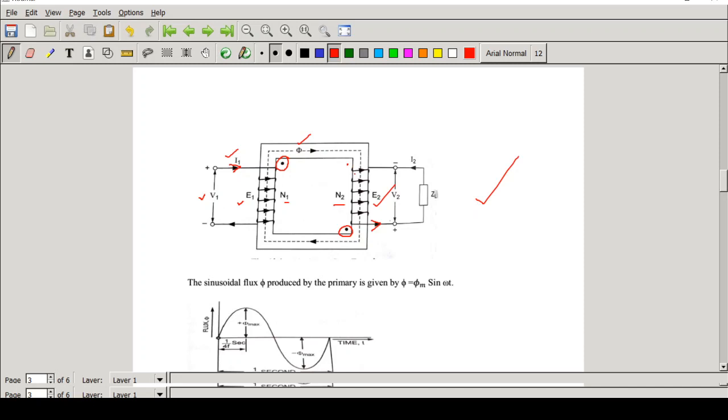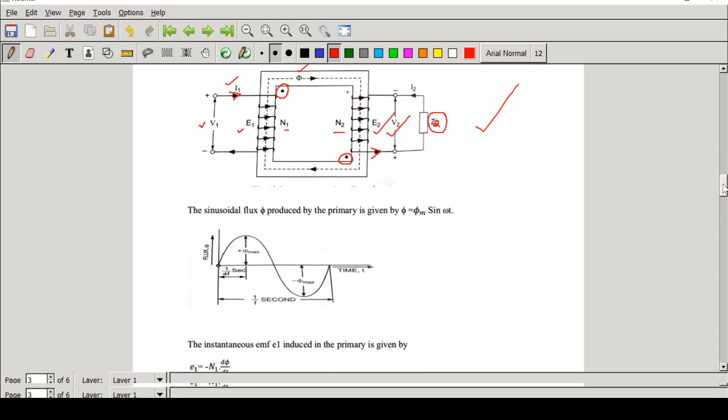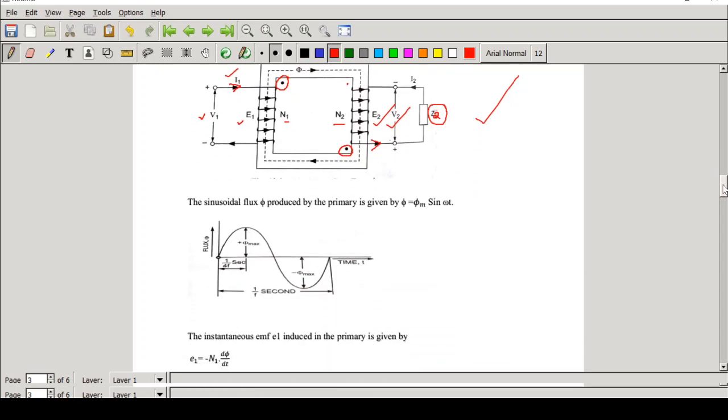Now V2 is the terminal voltage across the load. So this is the load. I have represented it by ZL, or you can write it as Z2. A current I2 will flow through the load. Moving further, let's see how this induced EMF and the flux are related.